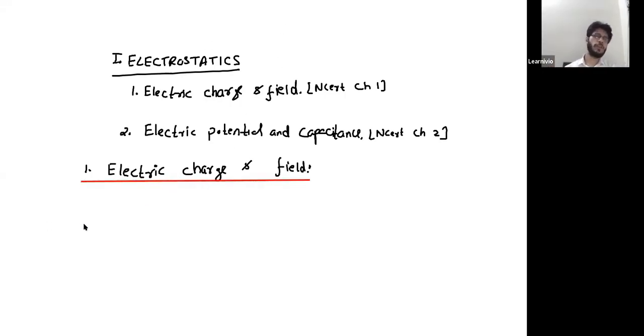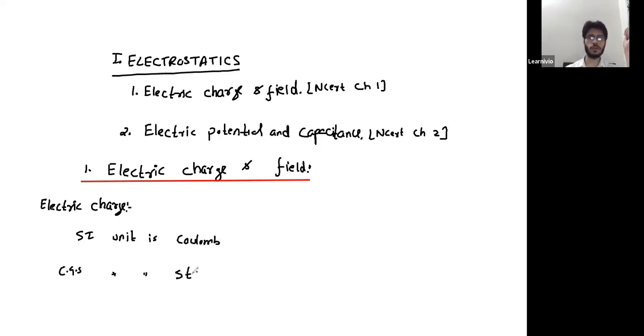So in electric charge and field, we have discussed basics of electric charge, like we have two types of charges, a positive charge and a negative charge. The SI unit of charge is coulomb. The CGS unit of charge is stat coulomb. Sometimes it's known as electrostatic unit, ESU.